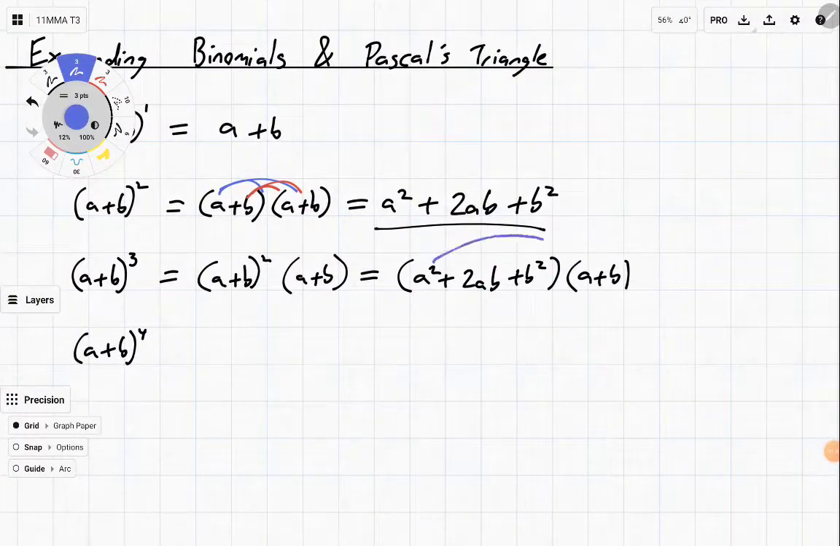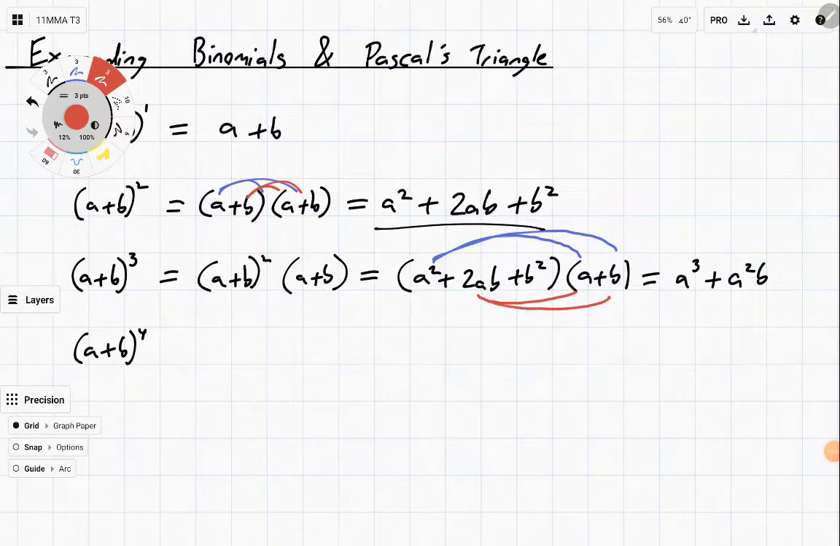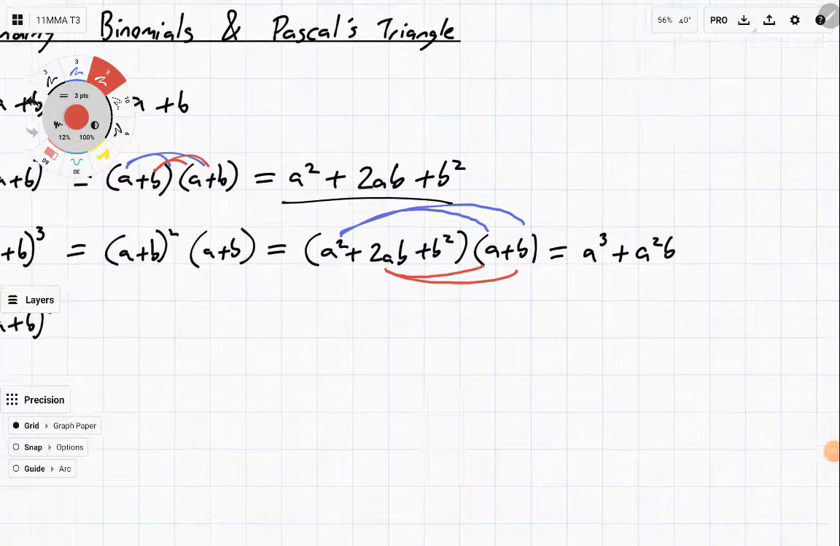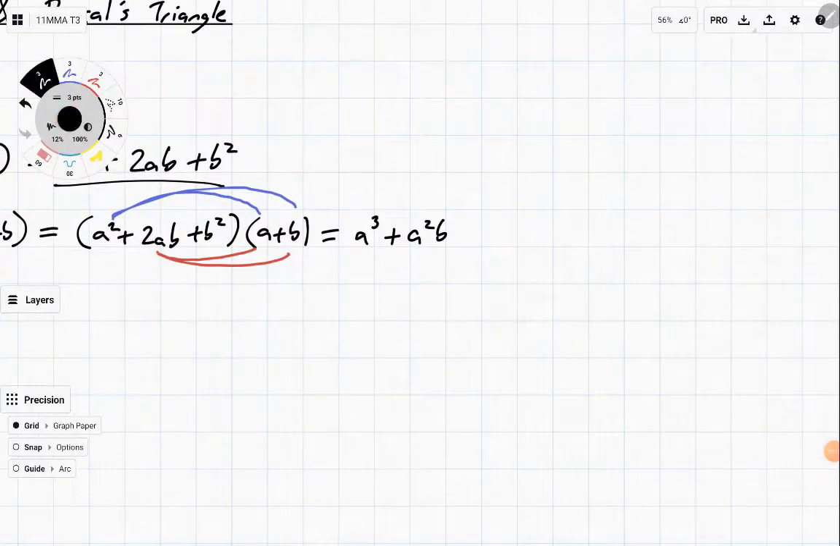So we're going to get a times a squared, a times 2ab, a times b squared, then b times a squared, b times 2ab, b times b squared. So we get a to the 3 plus a squared b. Then we can get 2ab times a, 2ab times b. That's going to give us 2a squared b plus 2ab squared. And the last one we're going to get is b squared times a, b squared times b. And so we get ab squared plus b to the 3.